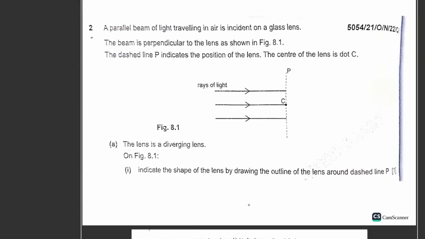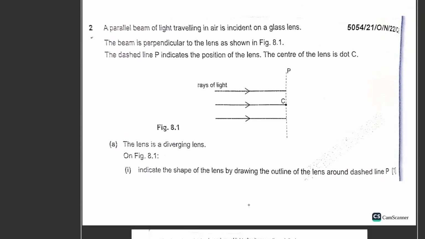Okay, let's see this question. A parallel beam of light traveling in air is incident on a glass lens. The beam is perpendicular to the glass lens as shown in figure 8.1. The dash line indicates the position of the lens P. The center of the lens is dot C. The lens is a diverging lens.